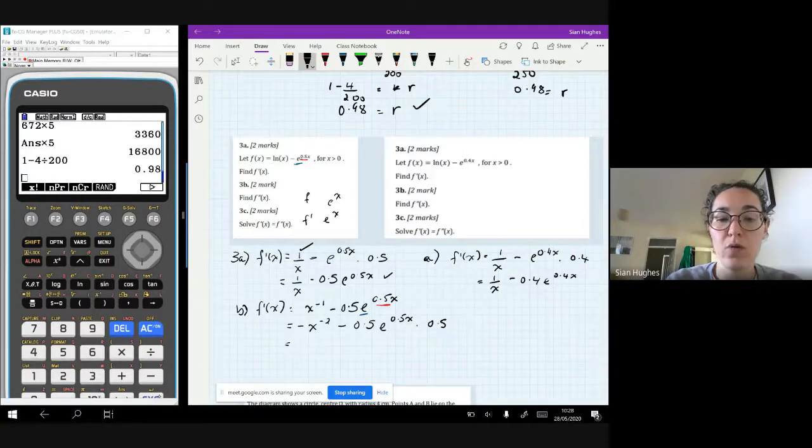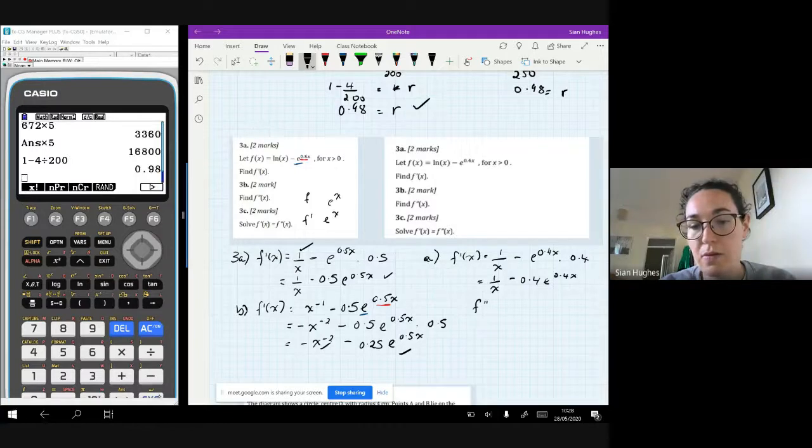And like before, I'm going to simplify my final answer. I've got a 0.5 times another 0.5, which is 0.25. So it's better to write it this way. And again, here it's a mark per term.